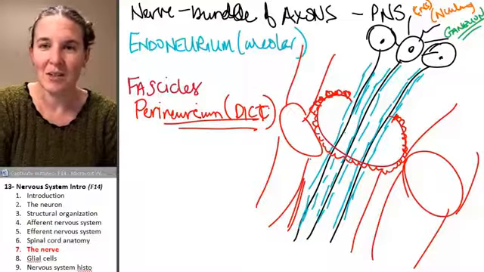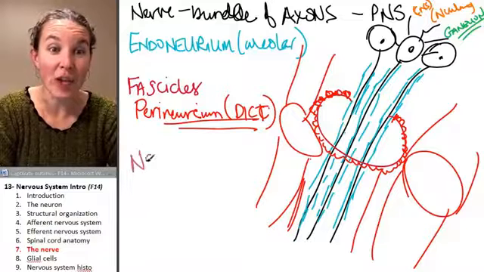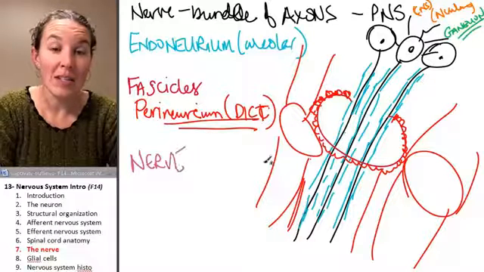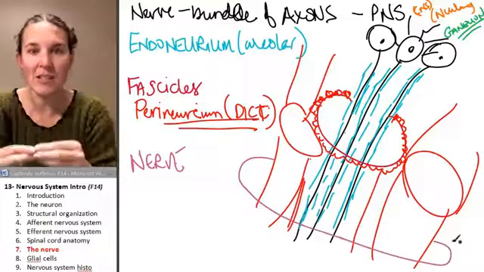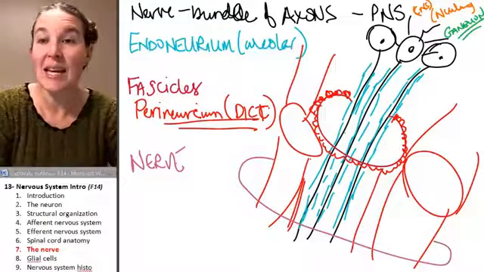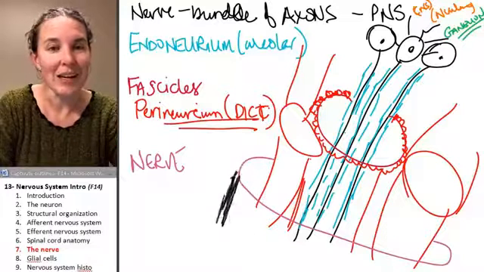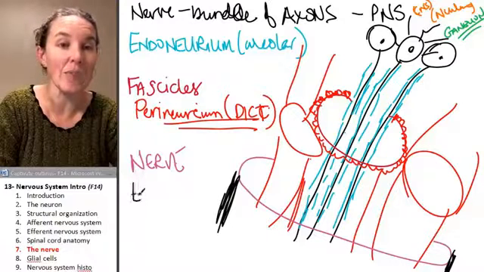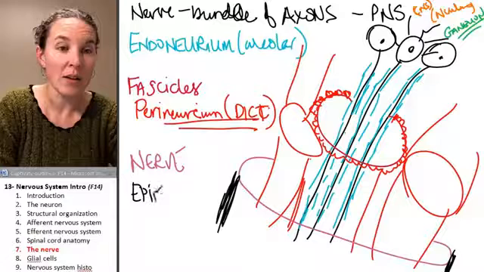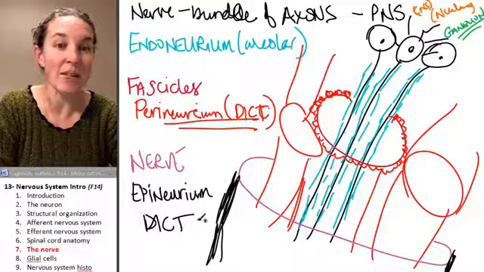Now we have a nerve. This whole thing is the nerve. It's a bunch of fascicles. Makes perfect sense. Guess what it's surrounded in? We'll do this in black. The whole thing, the whole nerve is surrounded in epineurium. And the epineurium is made out of dense, irregular connective tissue.